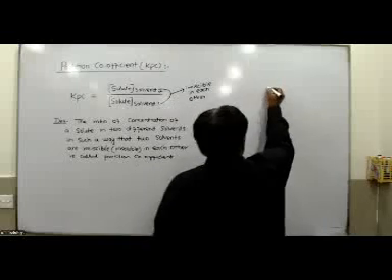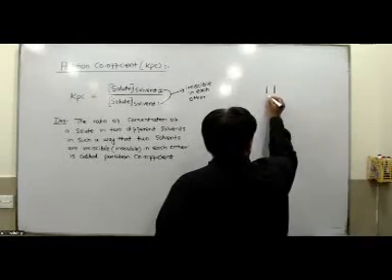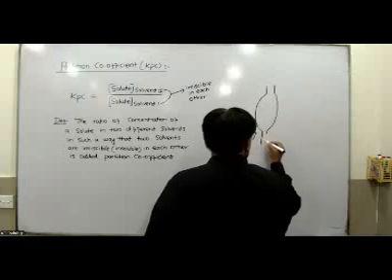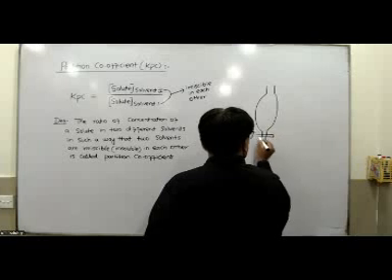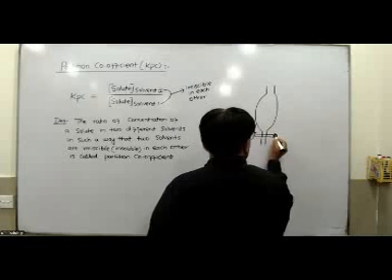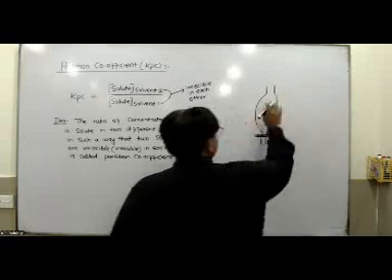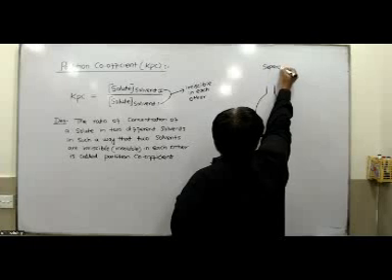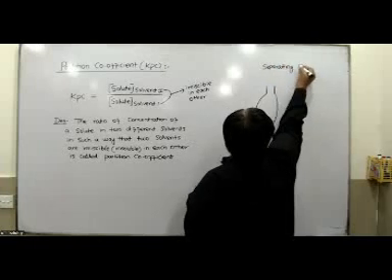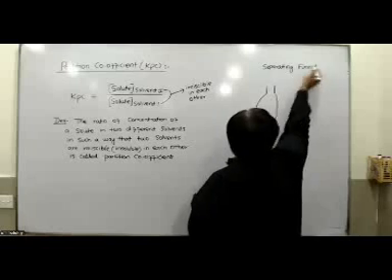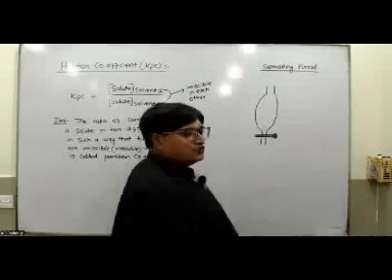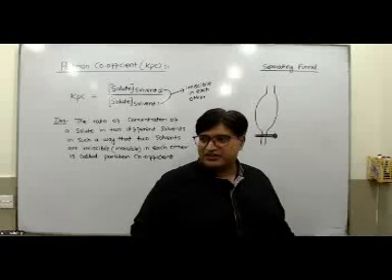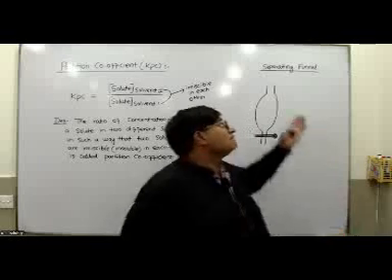Let's suppose we have an apparatus up here which you people have used in your O levels. It has a tap. This apparatus is called the separating funnel. The separating funnel is used to separate two immiscible liquids. If the two liquids are immiscible and you want to separate them, you have to use the separating funnel.